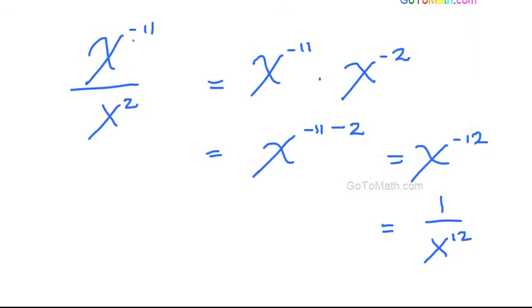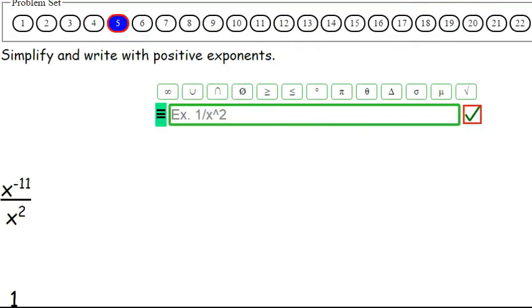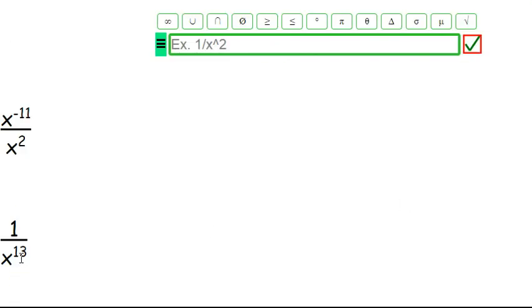No. What did I say? Negative 11. Whoops. I'm sure somebody out there was going, that ain't right. What's you doing over there? That's negative 13, isn't it? I don't know. I was thinking that was a 10, I guess. We went back to the page and I saw the answer and I was like, uh-oh. Alright, so we had 1 over x to the 13th.